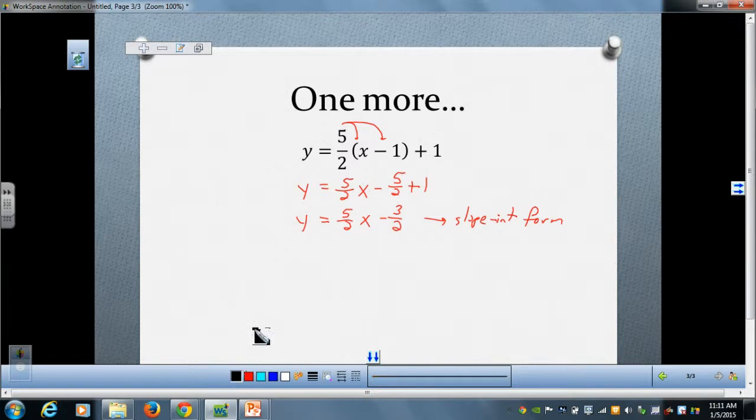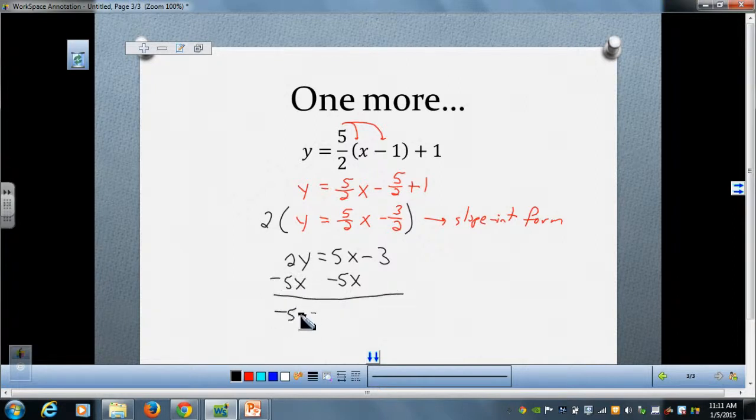Okay, so now we are going to move to standard form. So the first thing I'm going to do is clear those denominators. I'm going to multiply the entire equation by 2. So 2y equals 2 times 5 halves x, which is just going to be 5x. 2 times negative 3 halves is going to be negative 3. And then my final step is to move this x term to the left-hand side of our equation. So I get negative 5x plus 2y equals negative 3.